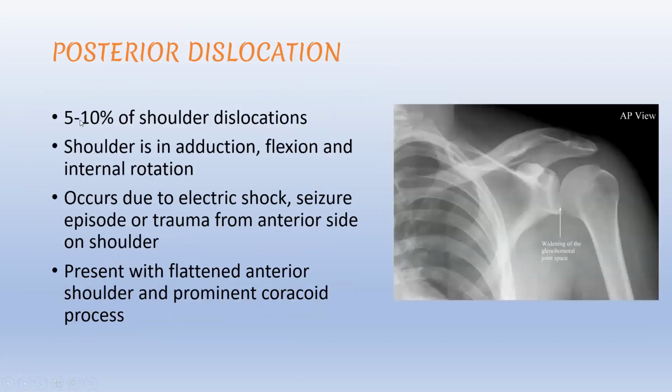Posterior dislocation. 5 to 10% of shoulder dislocations are posterior dislocations. The shoulder is in adduction, flexion, and internal rotation. So the opposite movements are not possible: abduction, extension, and external rotation are not possible. It occurs due to electric shock, seizure episode, or trauma from the anterior side on the shoulder, and presents with a flattened anterior shoulder and prominent coracoid process.